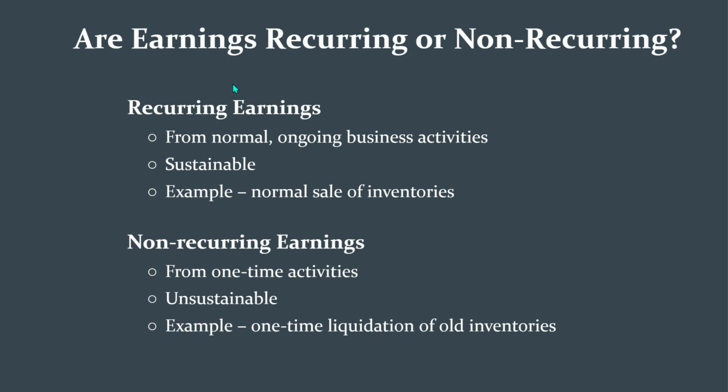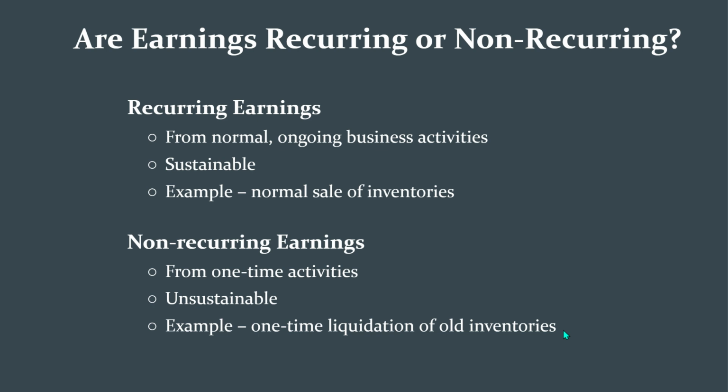Next question is, are earnings recurring or non-recurring? Now, recurring earnings are from normal ongoing business activities. It's sustainable, and examples include normal sale of a company's inventories. These earnings are recurring and ongoing. Non-recurring earnings are earnings from one-time activities and are typically unsustainable. And an example is one-time liquidation of old inventories.